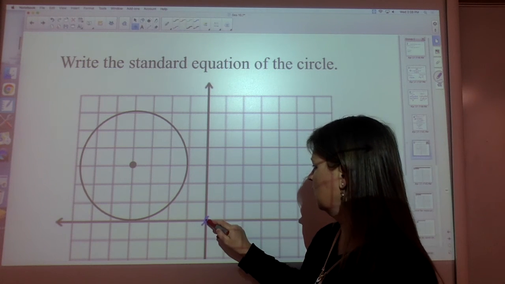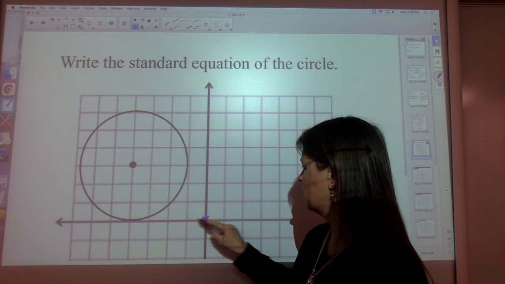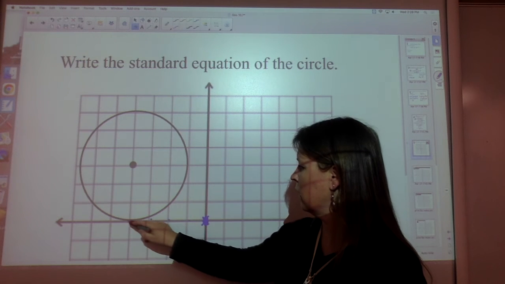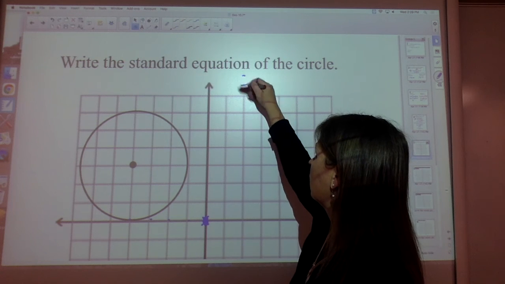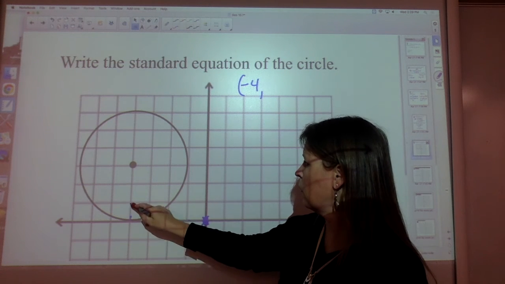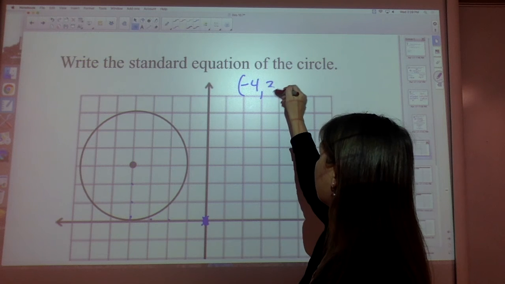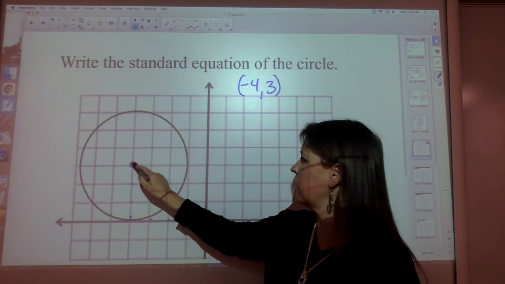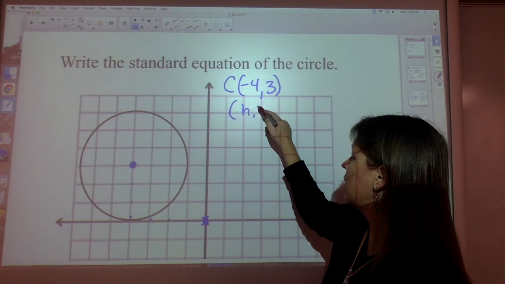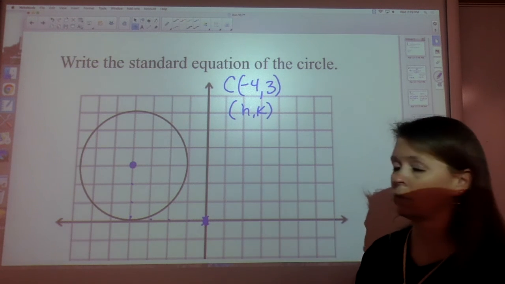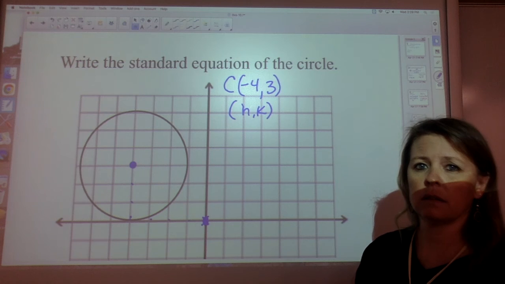Here's the origin. We went left 1, 2, 3, 4. So we went left 4. And up 1, 2, 3. If the center of our circle is at -4 and 3, we know that's h and k. We also need the radius.